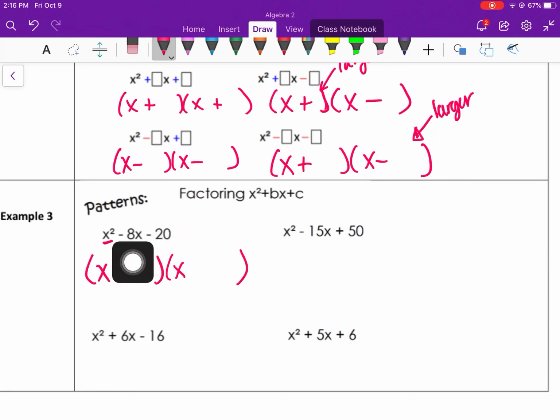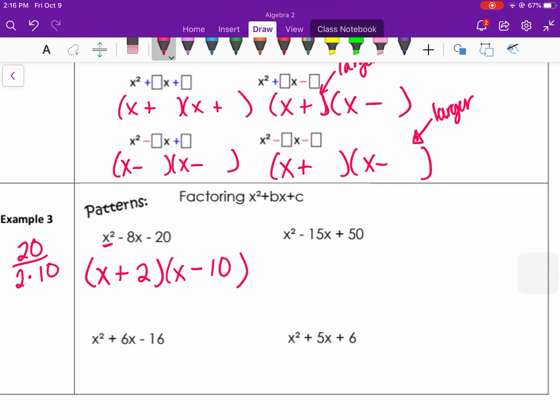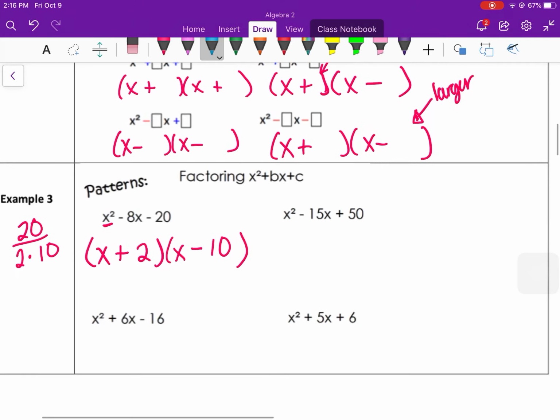Now this one is negative on the end and negative in the middle, which means that to make a negative number, you have to have one positive and one negative. Since it adds up to a negative in the middle, your larger factor will be negative. So think about numbers that multiply to 20 that you can make 8 out of. So you can make 8 out of 10 and 2. To make negative 8, 10 has to be negative and 2 has to be positive. Let me show you exactly what I mean then.